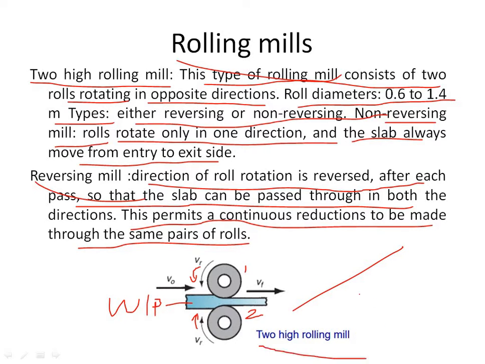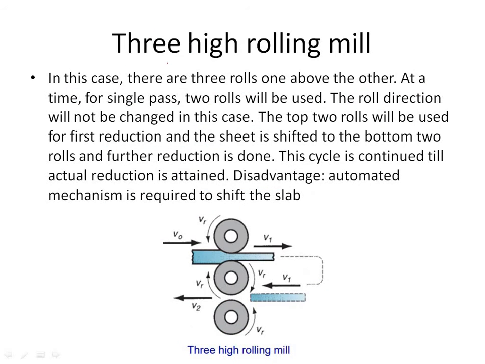So you all can see this sketch contains two high rolling mills. Okay, you all got the concept of rolling mills. Next we will be discussing three high rolling mills. So we will be seeing similar things compared to the two high rolling mills.